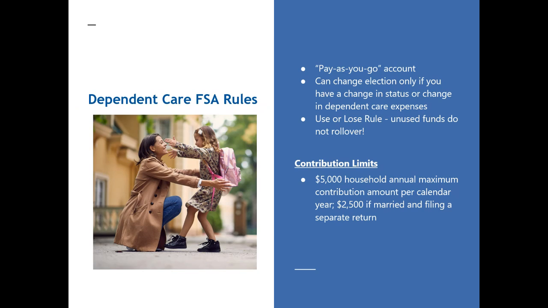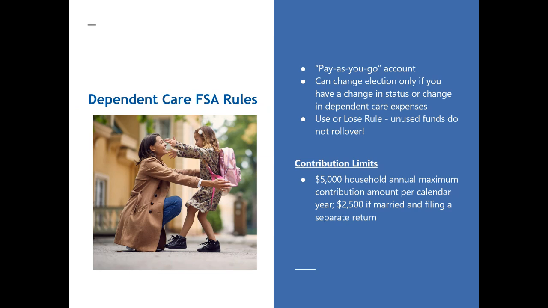The second account that's available to you is the dependent care account. There are a couple of differences between dependent care and the healthcare FSA, which we already touched on. The first one is this is a pay-as-you-go account. That means that as the money is payroll deducted from your paycheck, it gets deposited into your dependent care account and then becomes available for reimbursement.